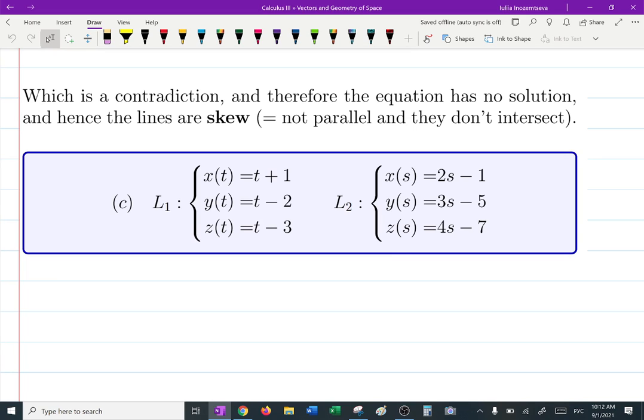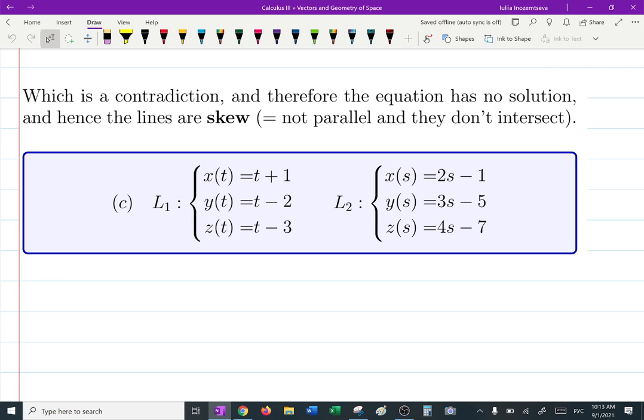Which one are you talking about? These ones or these ones? The one with t. Remember, the one that's multiplied by a parameter is your slope. If slopes are multiples of each other from here to here, then these lines are parallel, right? So 1, 1, 1. 2, 3, 4, no correlation. These are definitely not parallel.